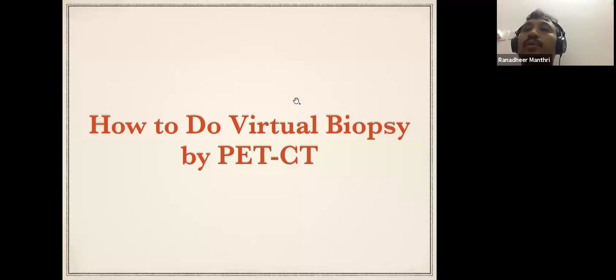How do we do virtual biopsy by PET-CT? Identifying all the hallmarks of cancer. We can say this is the hallmark of cancer. So this is what you do. So this is how we image. Next slide, please.